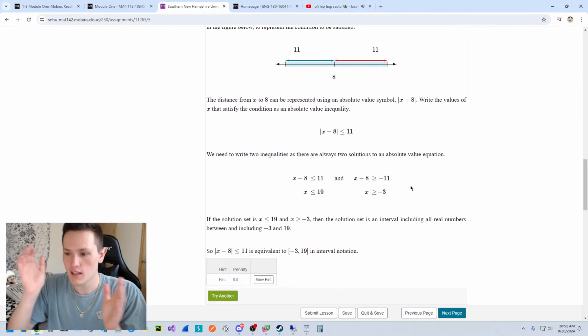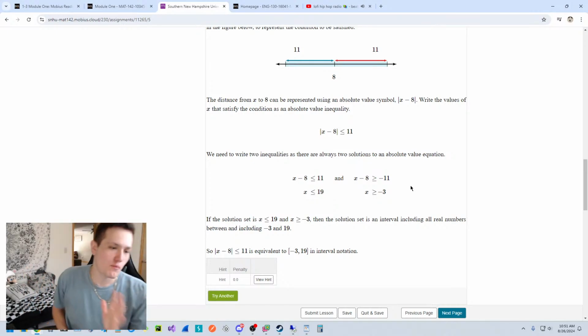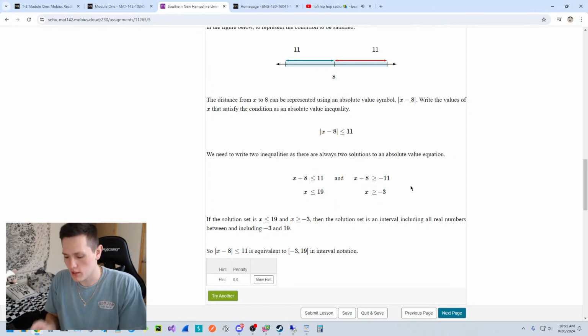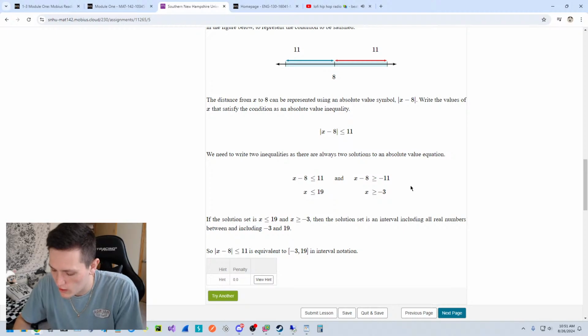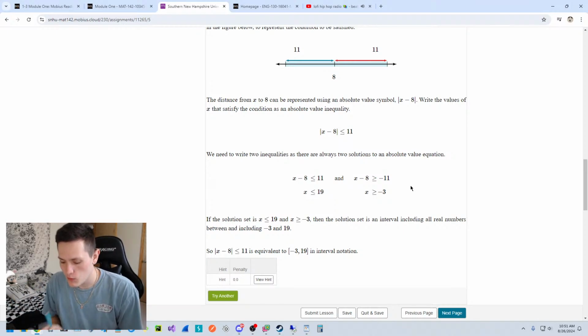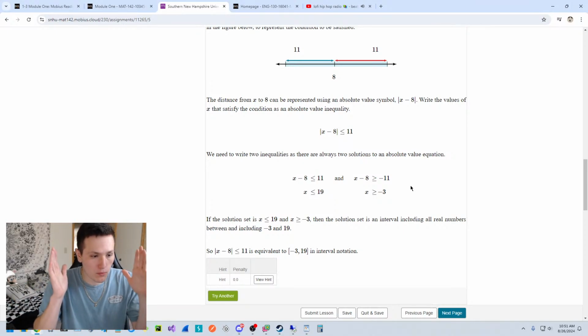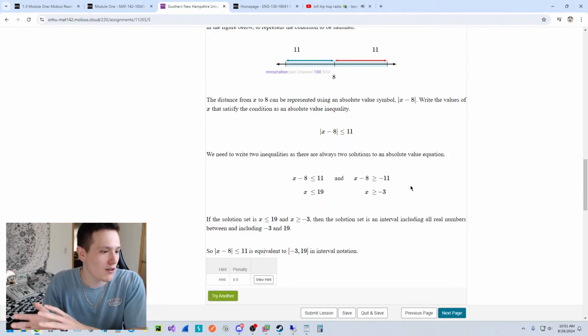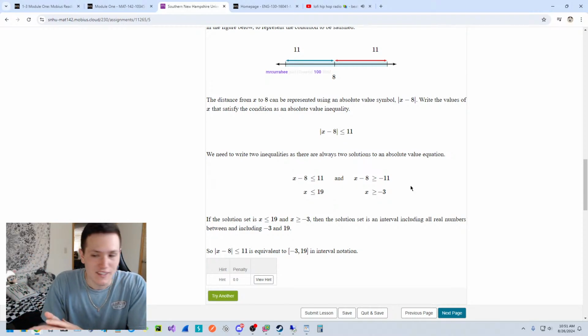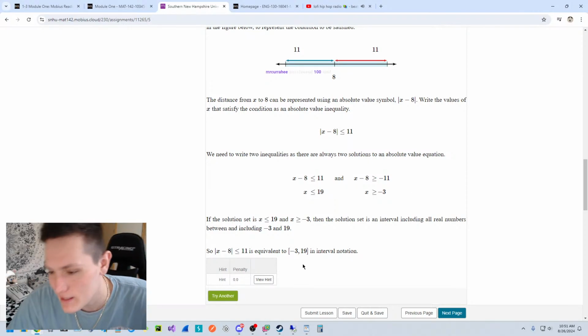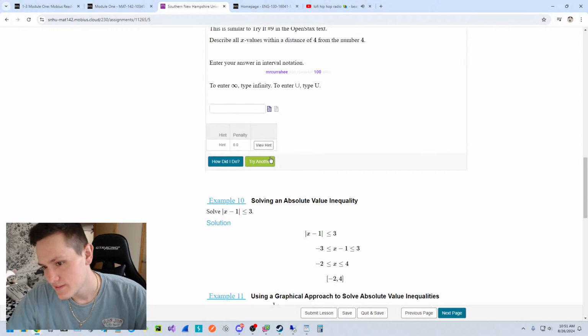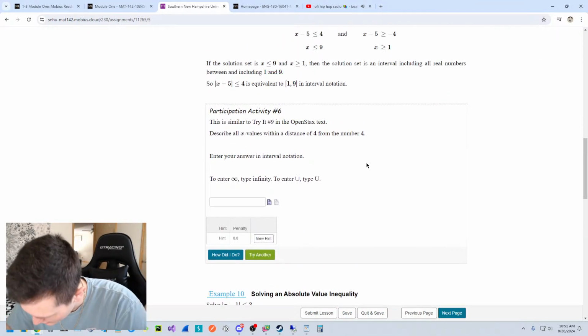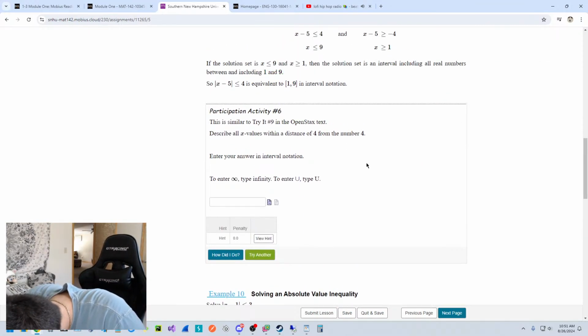Okay, I should have pointed this out to begin with. I got 19 and negative 3, but when you're looking at a number line, it goes from negative to positive. So you have to put your negative first and then 19. That makes sense. It's literally the simple stuff. This is wild.